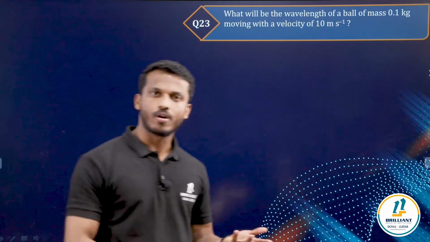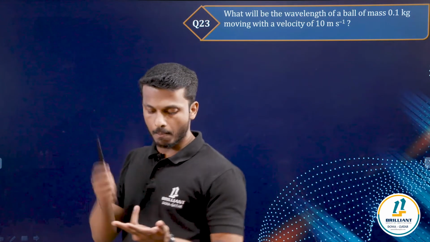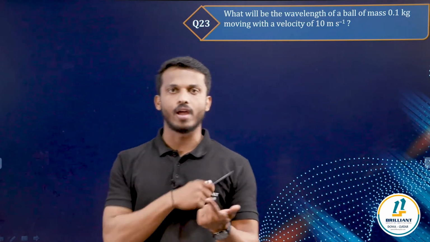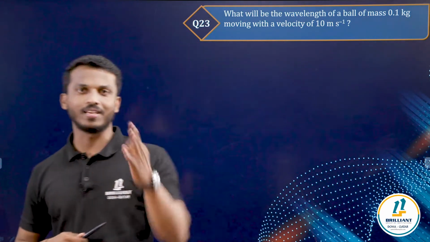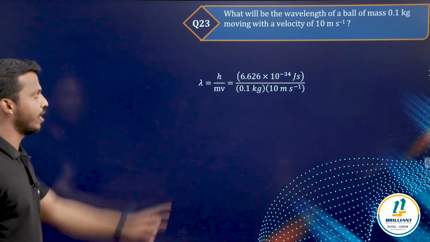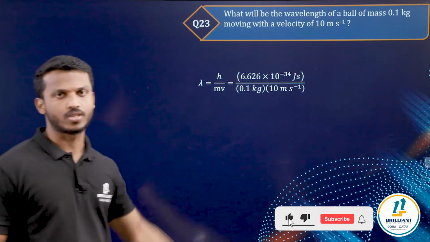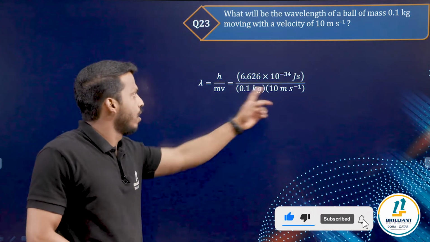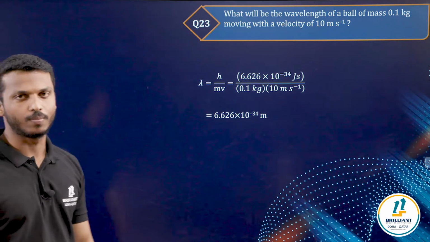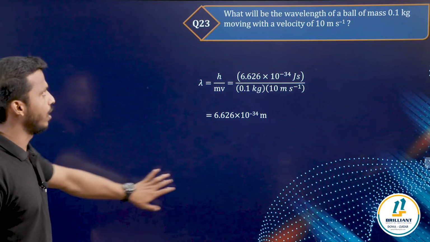Here the given quantities are lambda, mass m and velocity v. The connecting equation is our de-Broglie equation. What is the de-Broglie equation? Lambda is equal to h by mv. You know, h is the Planck's constant, substituted. Mass is given, velocity is given. Yes, it's a simple calculation: 6.626 into 10 to the power minus 34 meter. Clear to all of you? So just the de-Broglie equation.